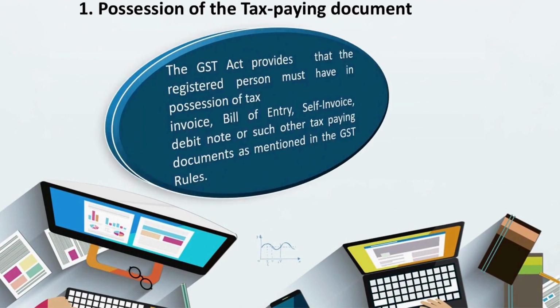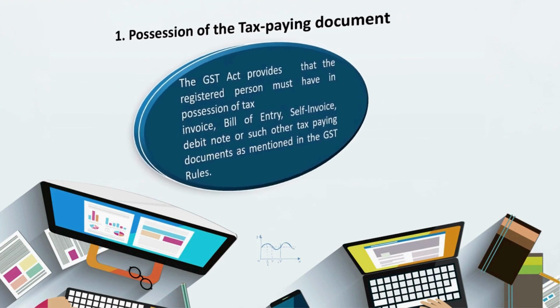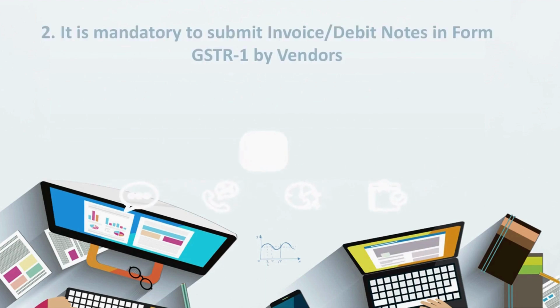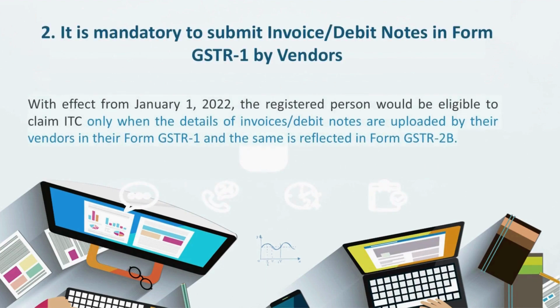Condition number 1. Possession of the tax paying document. The GST Act provides that the registered person must be in possession of a tax invoice, bill of entry, self invoice, debit note, or such other tax paying documents as mentioned in the GST rules. Second is detail of invoice furnished under GSTR-1 and communicated to recipient in GSTR-2B.